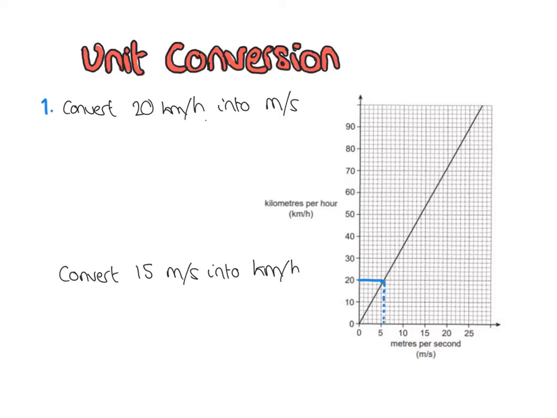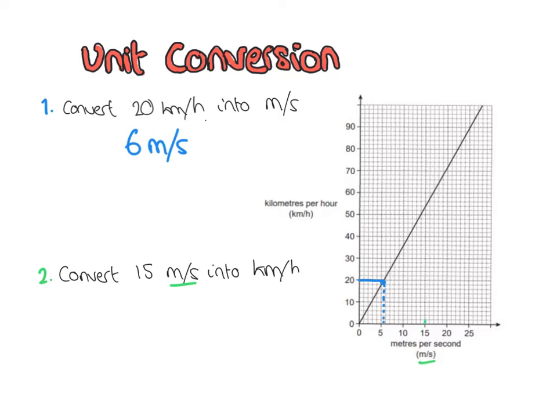So this is the key point here. We go across from 20 and then we go down, and that gives us an answer of 6 meters per second. If we were going from meters per second into kilometers per hour, we need to start at meters per second. So we go down to this axis here.